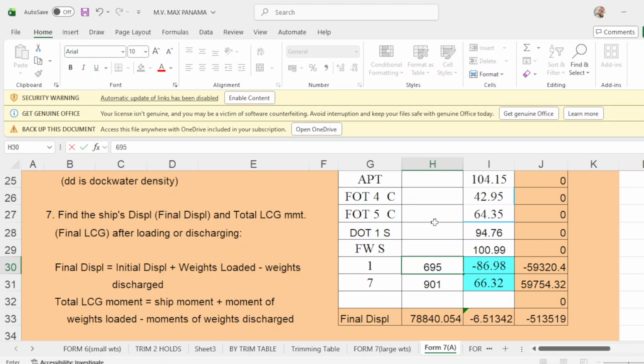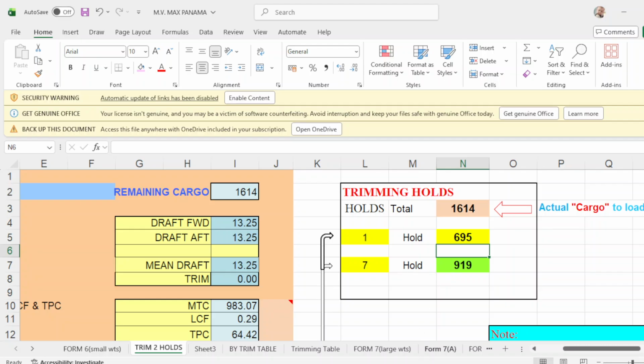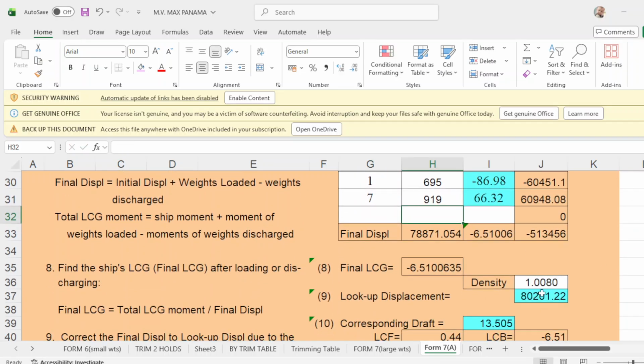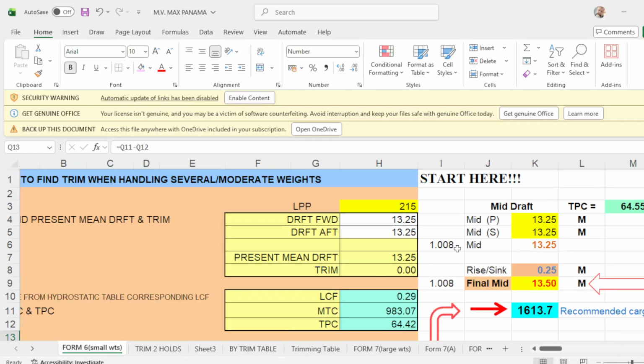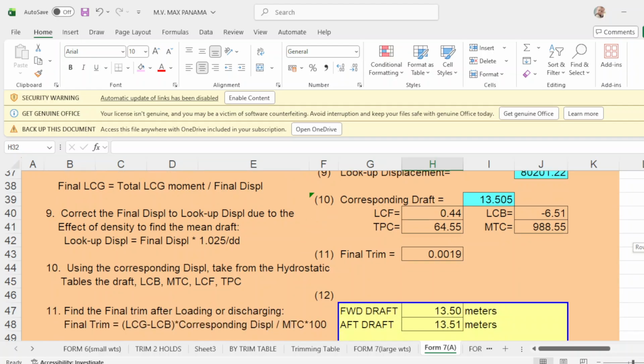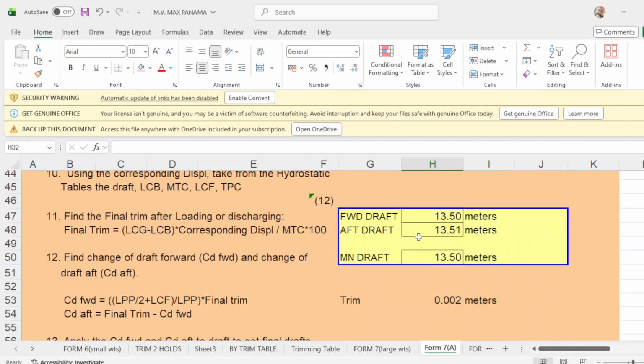695, enter. And number 7 is how much? 919. So you load 919, and your final density is 1.008, which is this one. Final mid, and your density should be 1.008, which is this one. And this is your main drop of departure of 13.50, and you have here almost even keel.